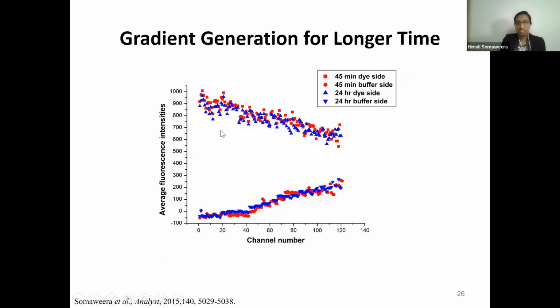But we have to make sure that the gradient is stable for a longer time too. So I did an experiment with the longer chambers. It takes 45 minutes to stabilize the gradient, and then I tested again after 24 hours. You can see it's giving a stable gradient even after 24 hours. Once the gradient is established, the consistency does not change. So it's very consistent even after 24 hours. That is another important factor.